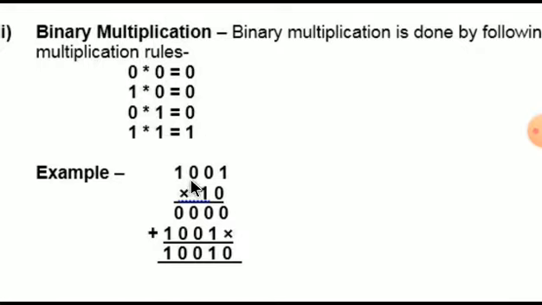For example, I have taken here 1001 multiplied by 10. 0 multiplied by 0 as it is 0000. 1 multiplied by 1, this is 1. 1 multiplied by 0 is 0. 100111. Now we have to add these two numbers. In this also, when we add the numbers, we have to follow that rule of addition. 0 plus 0 is equal to 0. 0 plus 0 is equal to 0. Your answer will be 10010.